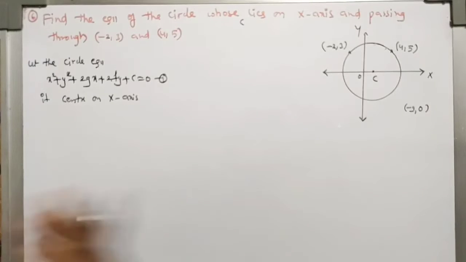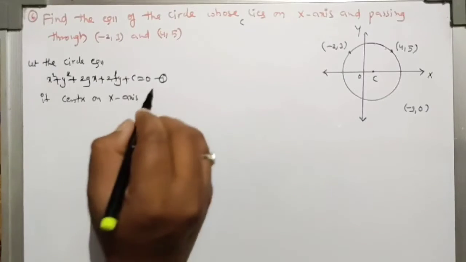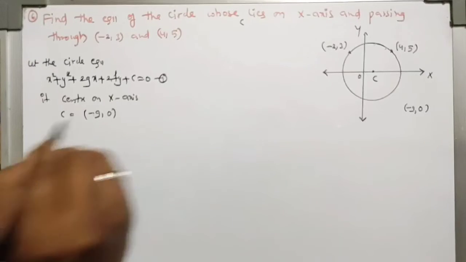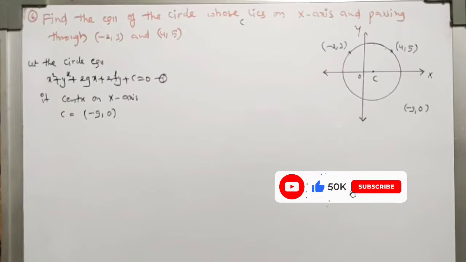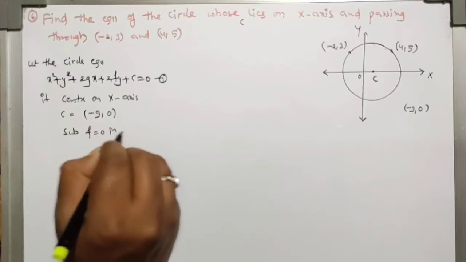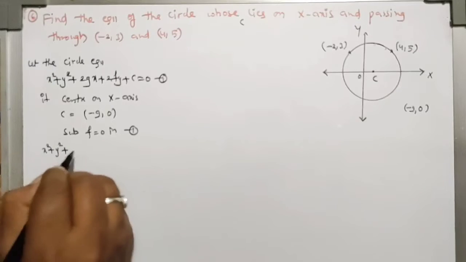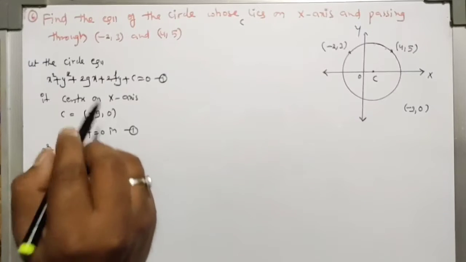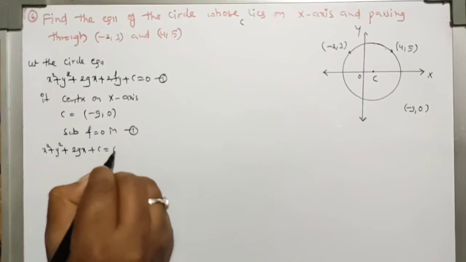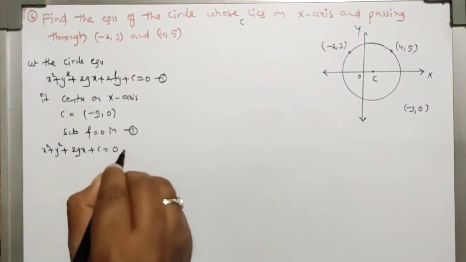Therefore you should write the f value as 0 in equation 1. The center is minus g comma 0. It means substitute f is equal to 0 in equation 1. Then it becomes x square plus y square plus 2gx plus c is equal to 0, since the f term will vanish. Now this is the circle equation, and take it as b.